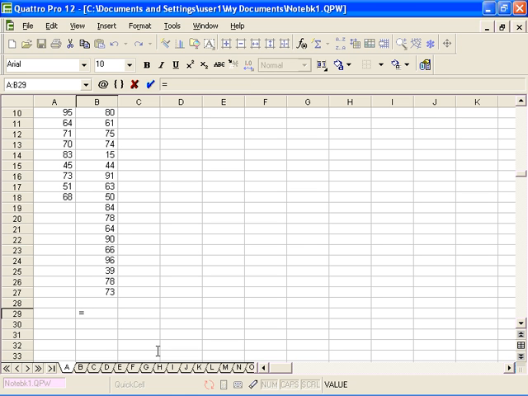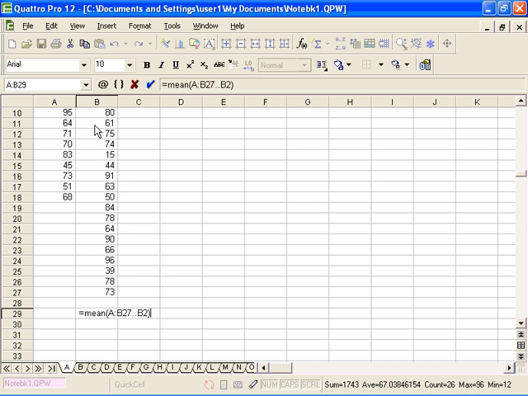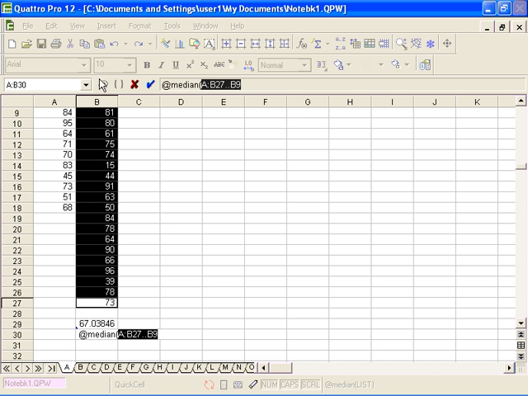In Quattro Pro, the first measure of central tendency is the mean. So equals mean, bracket, and I'm going to highlight the values. This is Class B. I seem to have to put the at sign, or ampersand, in front of it. So the mean, or the average for the class, was 67 for Class B. If I go ampersand median, you'll see it's in there as well, and I'm going to highlight all the values.